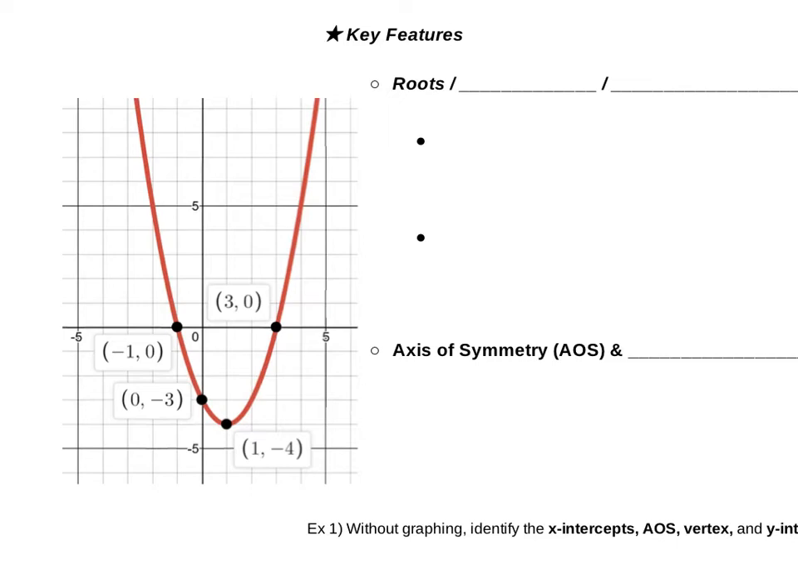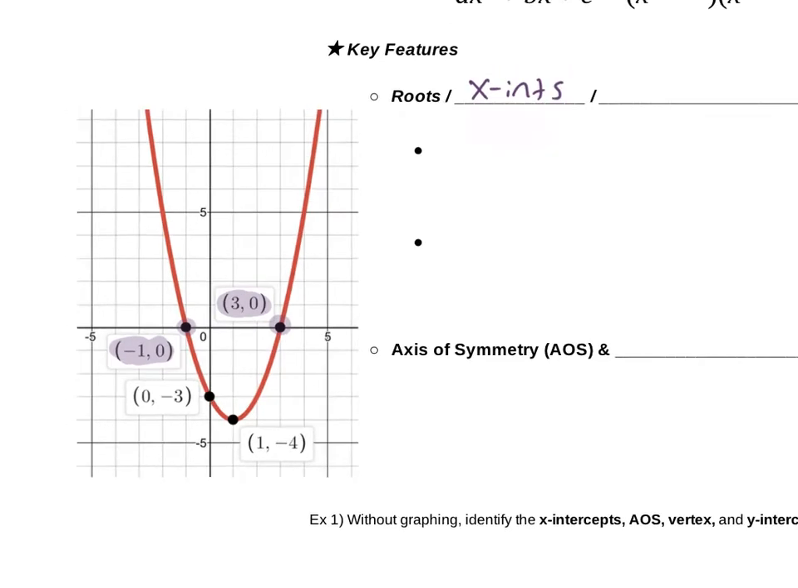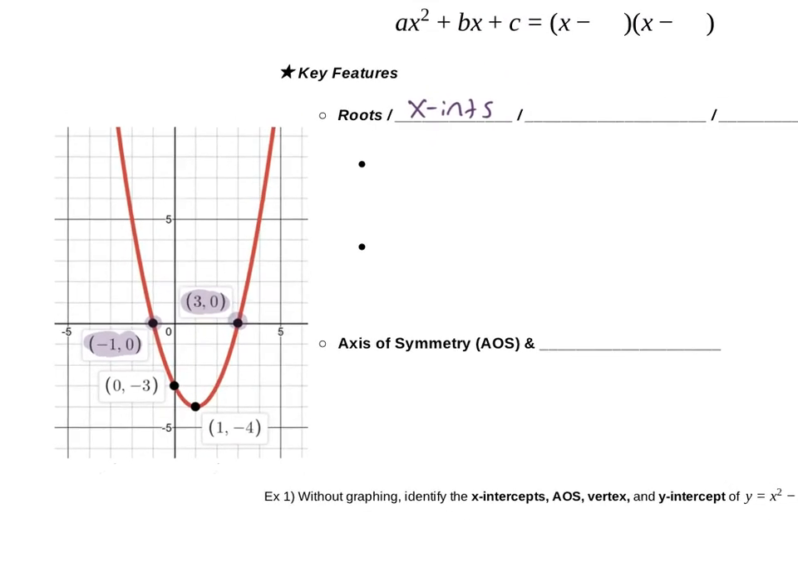X-intercept. So give me an x-intercept there. (3, 0). That's that coordinate right there. What's the other one? (-1, 0). All right, so roots are also known as x-intercepts. Okay, and they're also known as zeros.